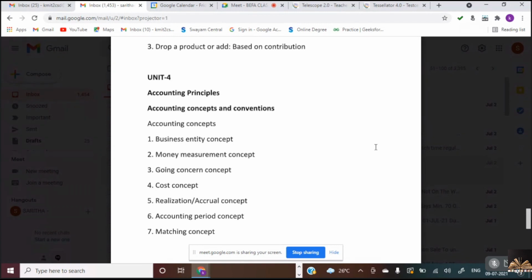Going concern, yeah, cost concept. So cost concept is a concept where all the assets are valued at cost. That is known as cost concept. What do you mean by this? All the assets, like for example, I purchase a machinery. So I record it at cost of acquisition. What do you mean by acquisition? Purchase. At cost of acquisition the machinery or the assets are recorded.